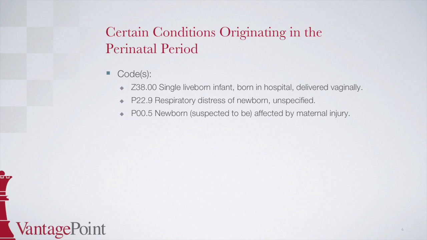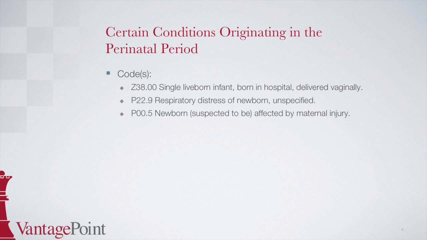The next code is P22.9, respiratory distress of newborn unspecified. To locate this code, start at distress in the alphabetic index, then find respiratory. Indented below this is the word newborn, which points to P22.9, which you would then confirm in the tabular.